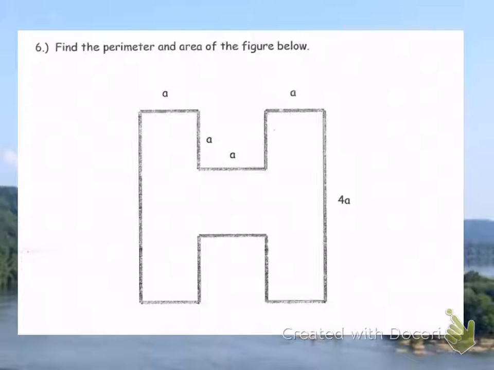So we want to find the perimeter of the figure. So some of the sides are labeled, but some of them are not. So we need to decide what those sides measure before we can find our perimeter. So we have this long side of 4a, which is going to match the side opposite. So I'm going to write 4a on that side. And we have this kind of the top of what looks like an H. Each of those are A. And so the bottoms of the H would also be A.